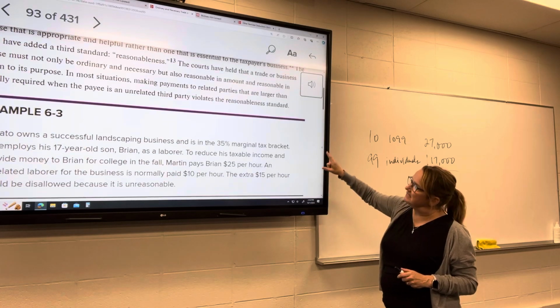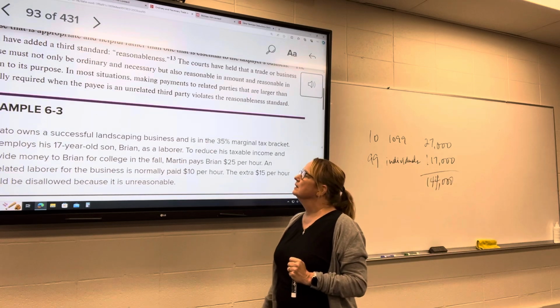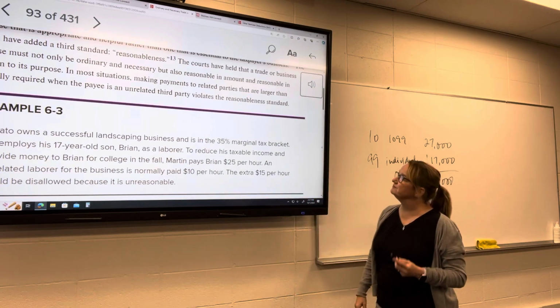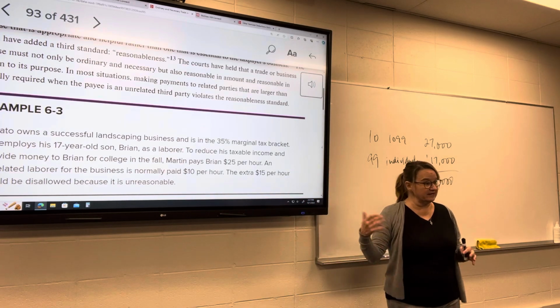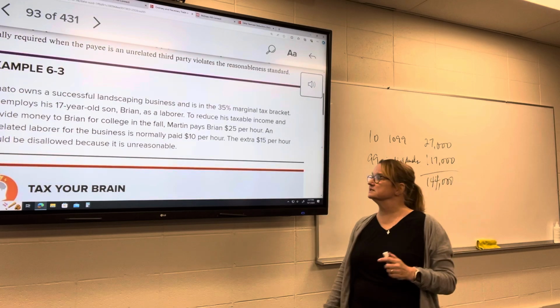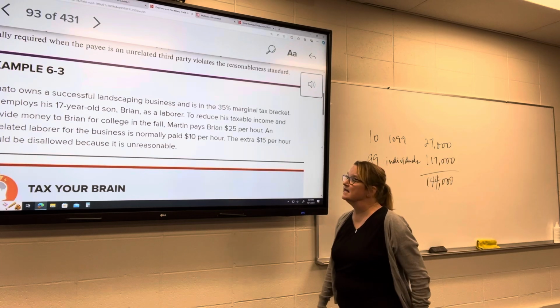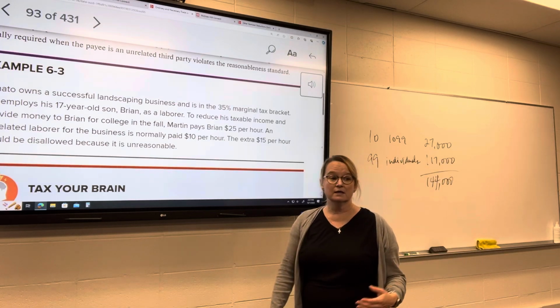So making payments to related parties that are larger than normal would violate the reasonableness standard. And they've got an example here of what they mean by that. So here we've got Minato, who owns a successful landscaping business. He's in the 35% marginal tax bracket, and his 17-year-old son Brian is employed by him.